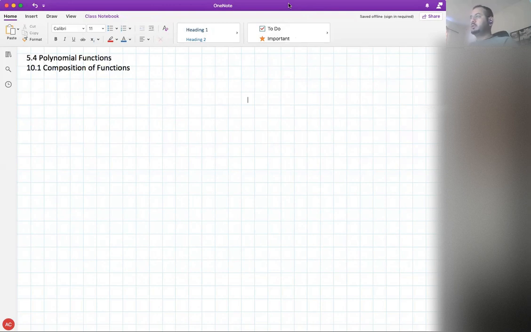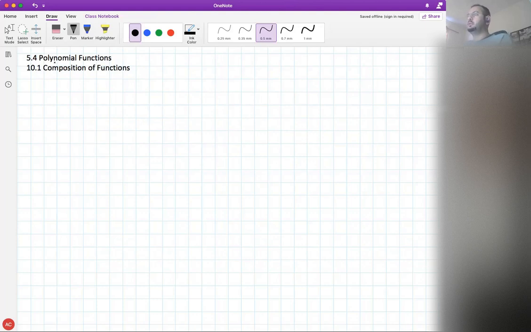Hey everyone, so we'll continue with the functions today. Probably one more class on functions. And today we're going to talk about polynomial functions, and then we're going to talk a little bit about compositional functions. So let's first start with polynomial functions.